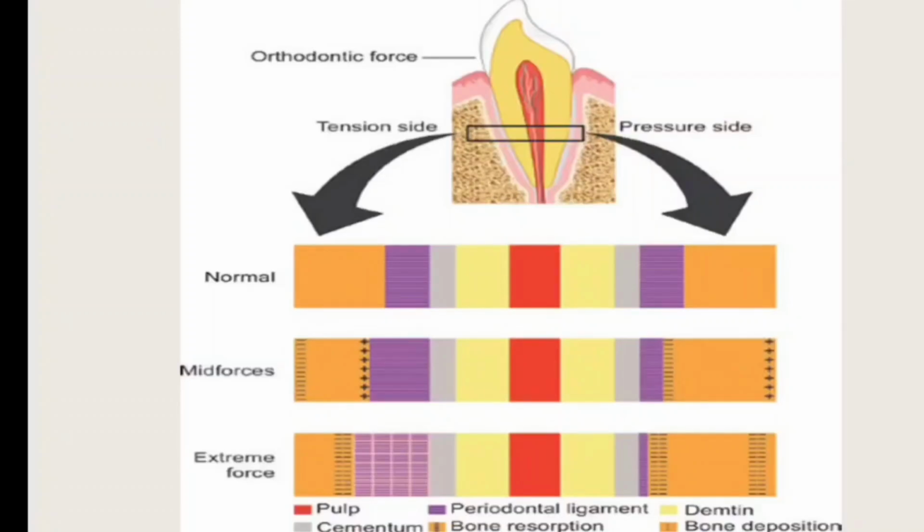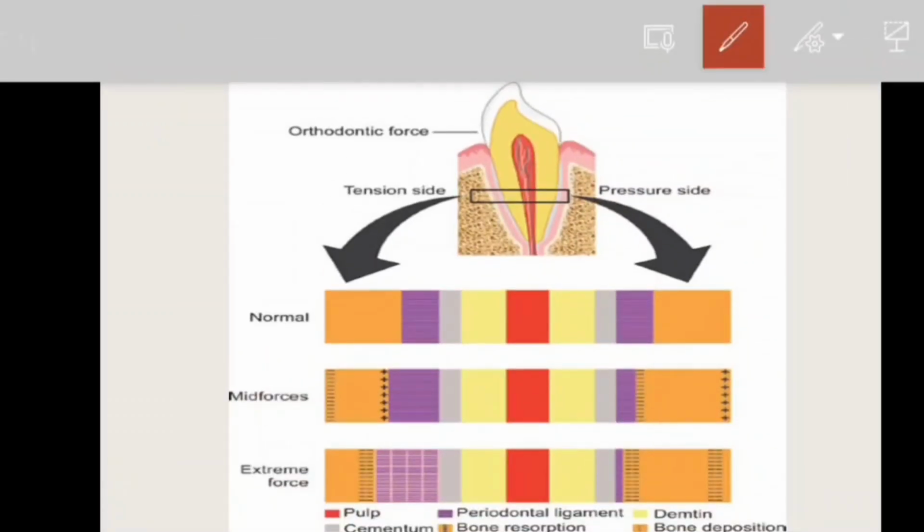Which cell resorbs the bone? The answer is osteoclast. Okay. Now, which cell forms the bone? The answer is osteoblast. Bone resorption with light force is called frontal resorption, and degeneration of the periodontal ligament due to heavy force is known as hyalinization. Now the next question: bone resorption with heavy force is known as undermining resorption, and the bone that forms on the tension side is known as woven bone.